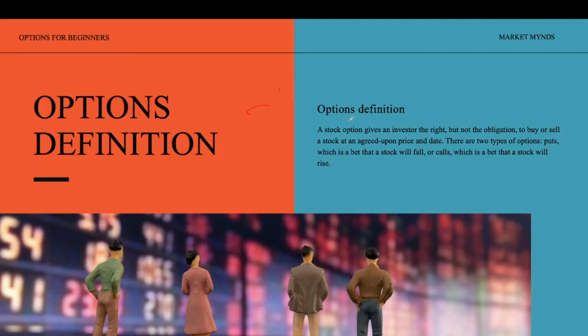So now what is options? Let's understand the options definition. A stock option gives an investor the right but not the obligation to buy or sell a stock at an agreed upon price and date. There are two types of options, puts and calls. A put is a bet that a stock will fall, and a call is a bet that the stock will rise. Okay guys, I know this particular definition is overwhelming. Try to understand what exactly options are.